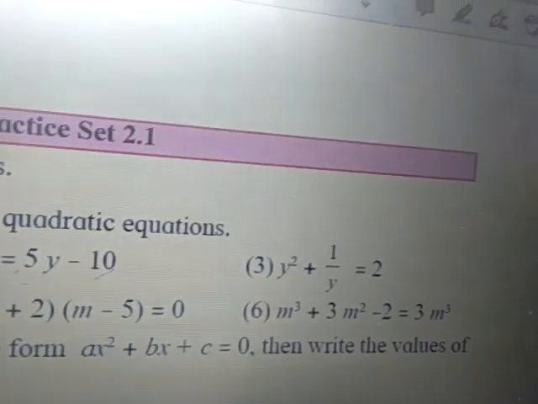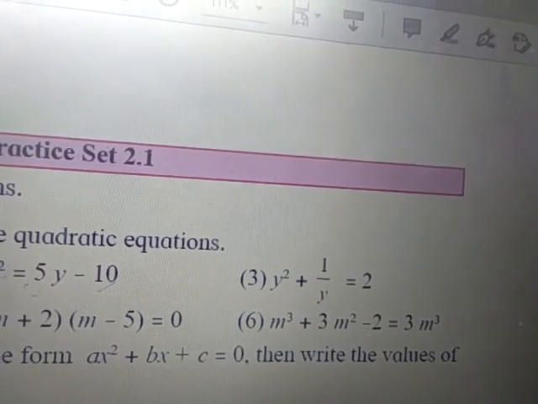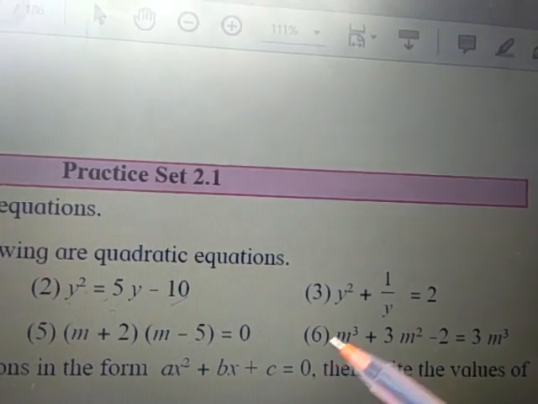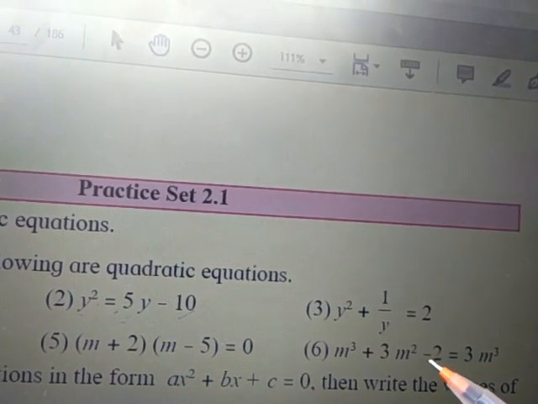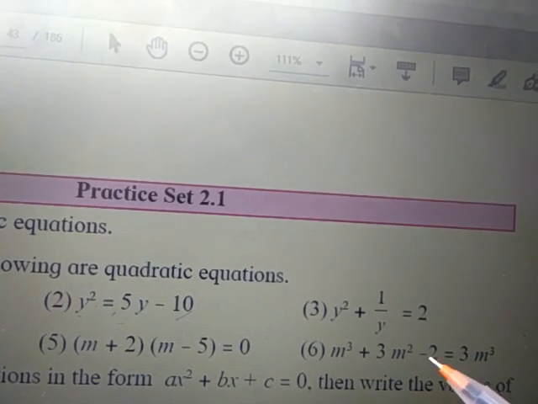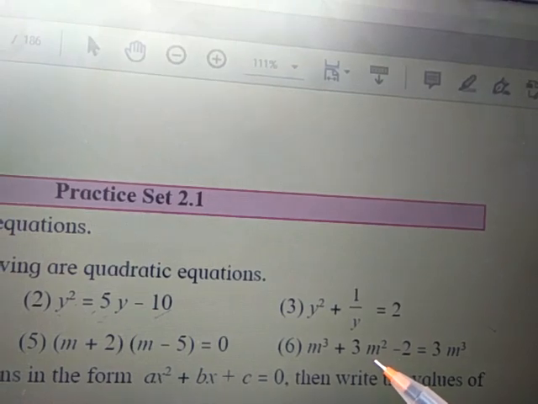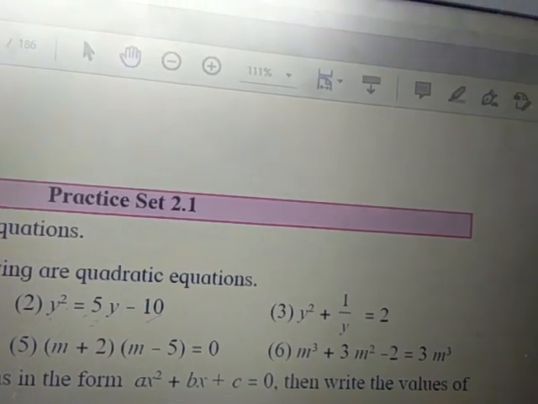Now sixth question, m cube plus 3m square minus 2 is equal to 3m square. Here the highest degree of m is 3. We cannot say directly whether it is quadratic or not. First we have to arrange this in index form. If m cube cancels, then we can say it is a quadratic, otherwise it is not a quadratic. Now first we will arrange this in index form.